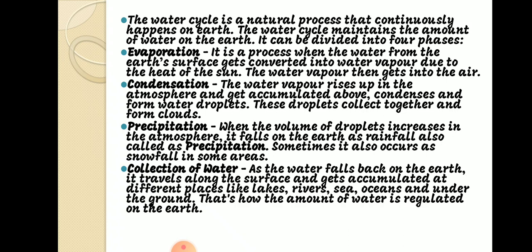And the last phase is collection of water. As the water falls back on the earth, it travels along the surface and gets accumulated at different places like lakes, rivers, sea, oceans, and under the ground. That is how the amount of water is regulated on the earth.